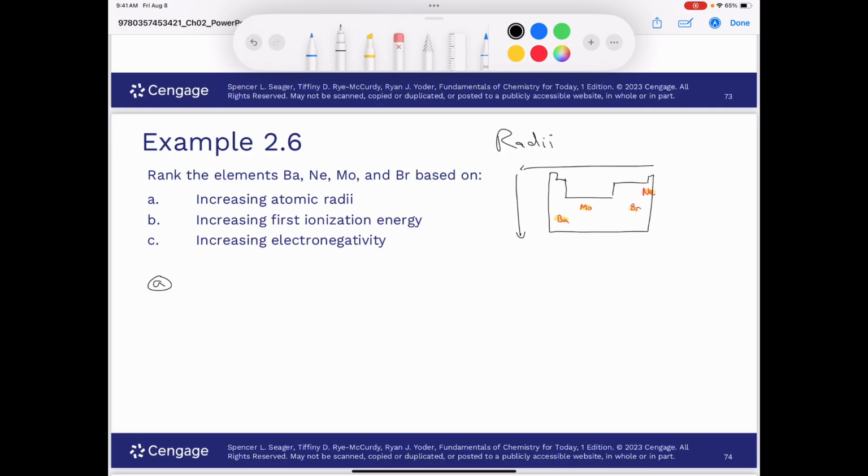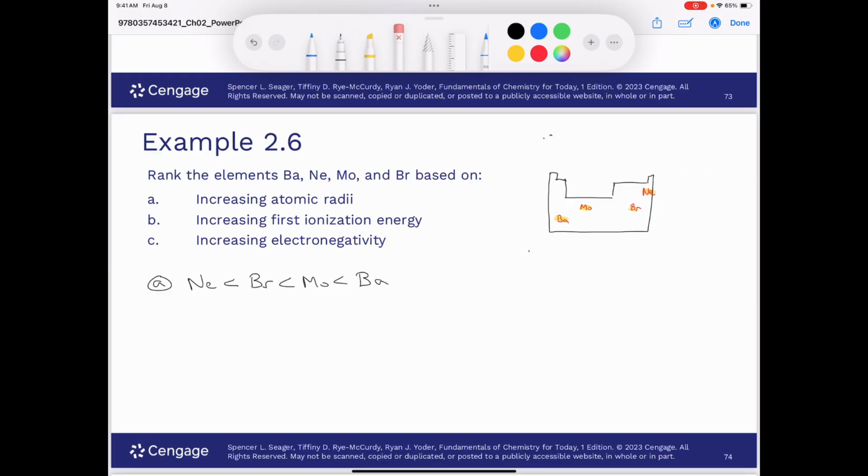That means the biggest elements, so we'll put largest, are going to be found down in the bottom left-hand corner, and the smallest are going to be found in the upper right-hand corner. So it's going to go neon, and then bromine should be bigger than neon, then molybdenum, and then barium would be the biggest of all of those. Okay, let me just erase some of this stuff.